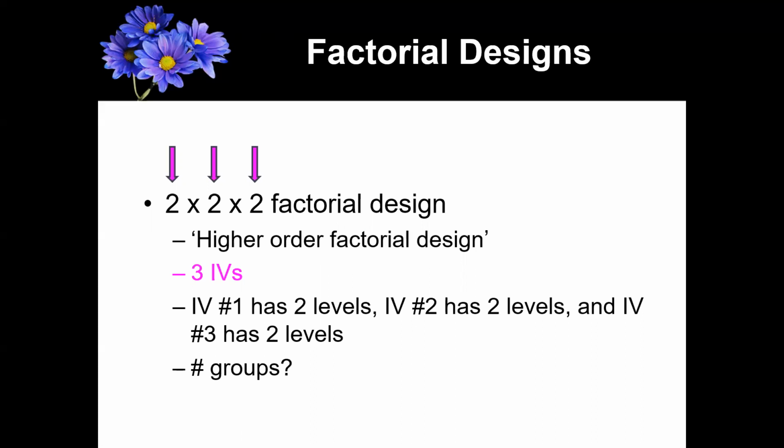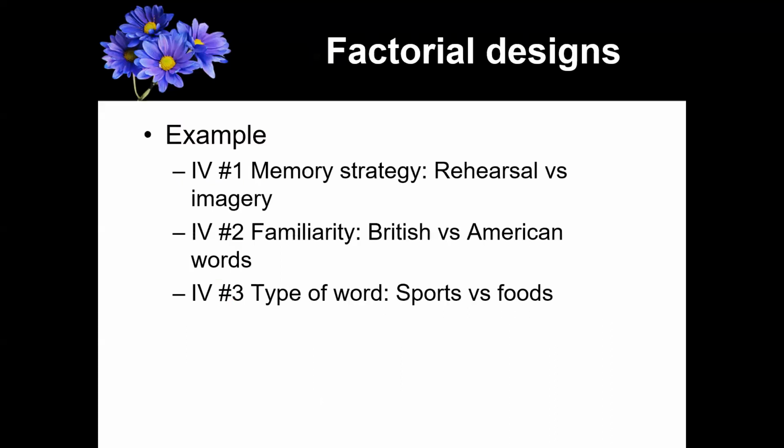And of course, how many groups do we have? Well, it's the same logic again. This is just going to be multiplying the numbers. So we would have 8 conditions. 2 times 2 times 2. It's the same as if you just had two independent variables. You're going to just multiply the numbers and run every possible combination.